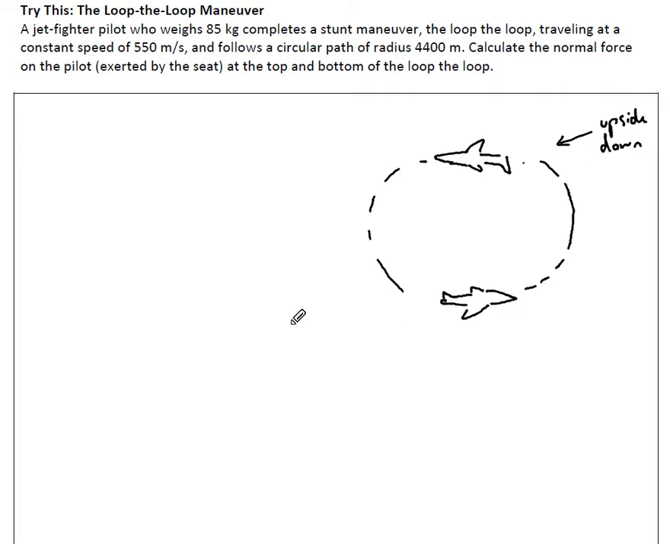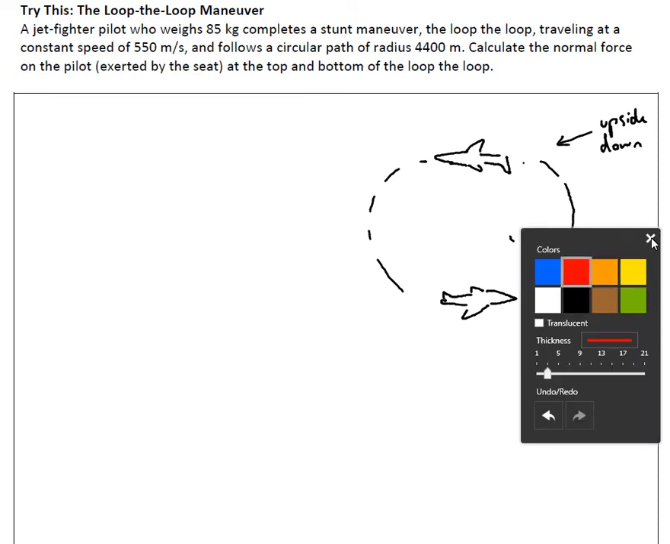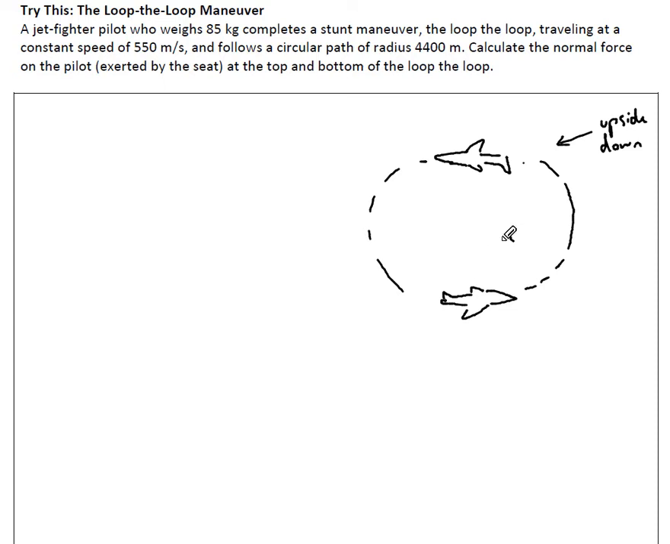Now, if you understand the roller coaster one, this question is no different. So what we're going to do is draw our forces on this one. When they're at the bottom, we know force of gravity is down. Normal force must be up. When we're at the top, if they're upside down, normal force is down, and force of gravity is also down. So we can solve for whichever one we want first.